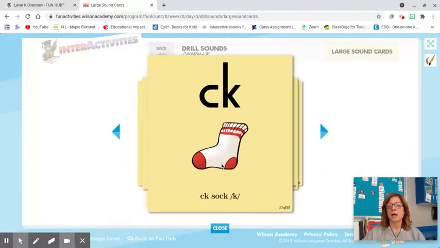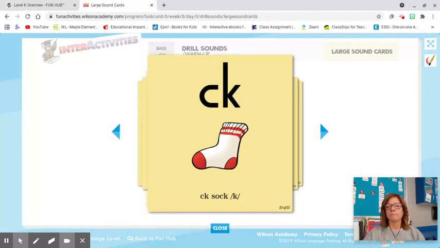CK, sock. CK, sock. Now that is the digraph that we're actually going to be working with today, because CK, that digraph is only at the end of words. We'll never see that digraph at the beginning of a word. You're only going to use that one at the end of a word.